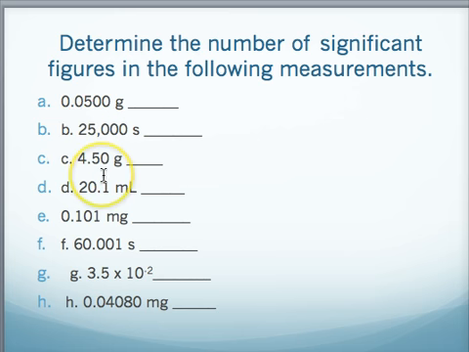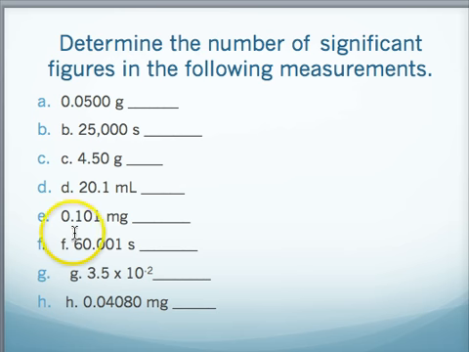Let's look at letter C, 4.50. All non-zero numbers count, so the 4 and the 5 count. The 0 is on the right, and zeros on the right only count when they're following a decimal. Here's a decimal, so they count. So this would be 3 significant digits. Letter D is 20.1. The 0 is squished in between 2 non-zero numbers, so it counts. So the 2, 0, and 1 are all significant. This is 3 significant digits.